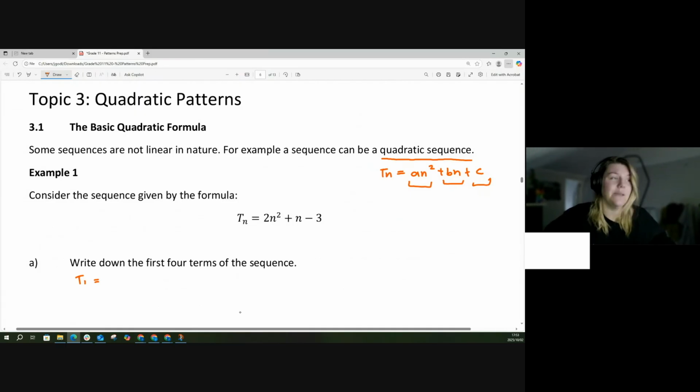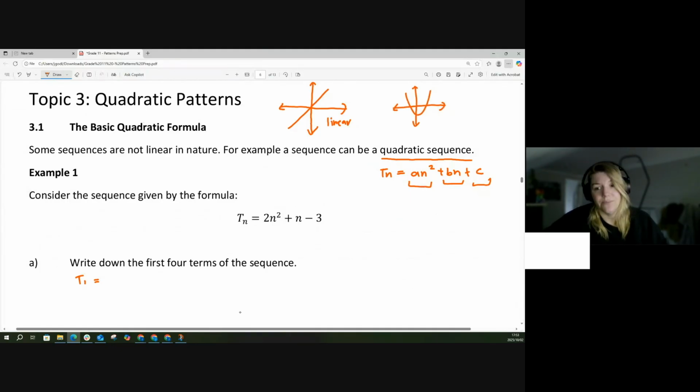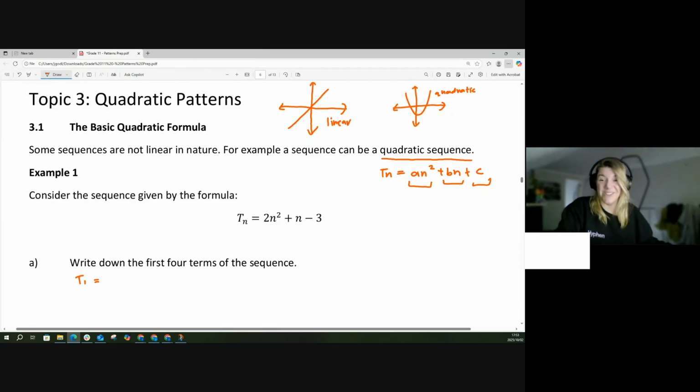Yeah, parabola. Parabolas are your quadratic equation. So the same way that a linear sequence is a straight line, a quadratic sequence is a parabola. That's why your parabolas are always quadratic equations. That's why there's always an x squared.